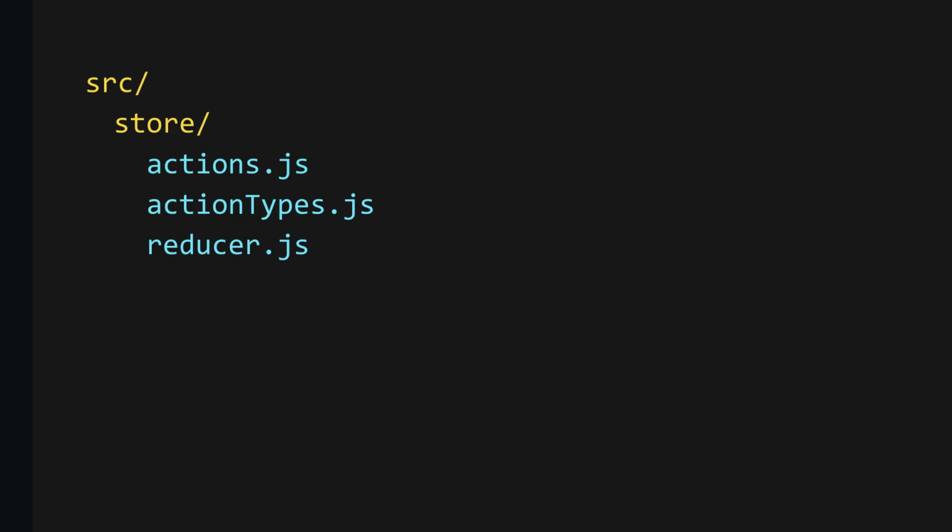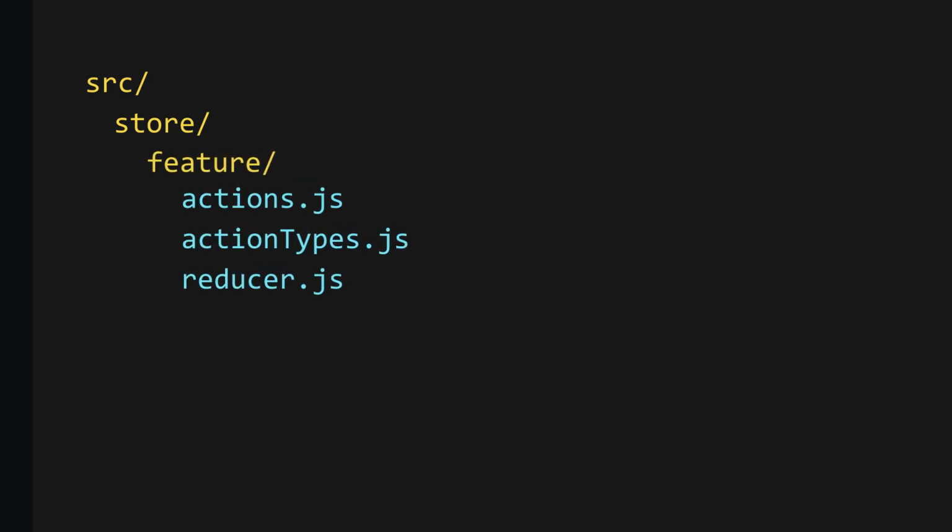So the second thing we want to do to improve the structure of this project is to group these files by feature folders. So we want to break down our application into a bunch of small subdomains or bounded contexts. Each subdomain should contain its own actions, action types, and reducer.